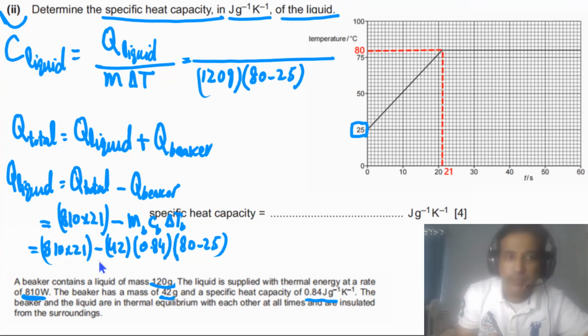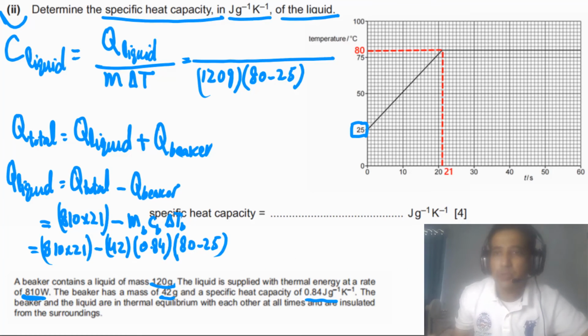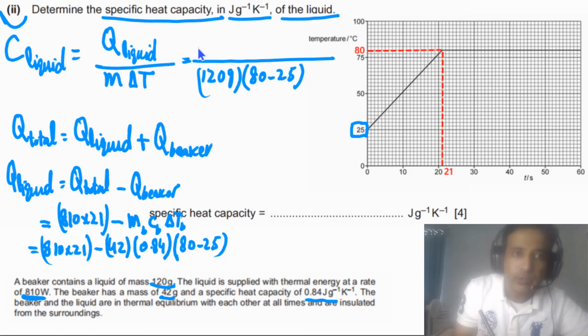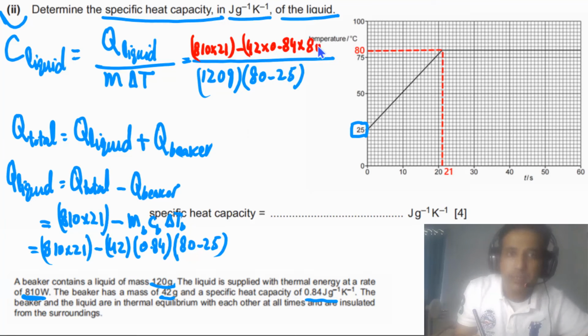So this is the value of Q supplied to the liquid. Now simply we need to write down here, so we will be writing 810 times we have 21 minus 42 multiplied by 0.84 times we have, this is 80 minus 25. So we can use double bracket here.